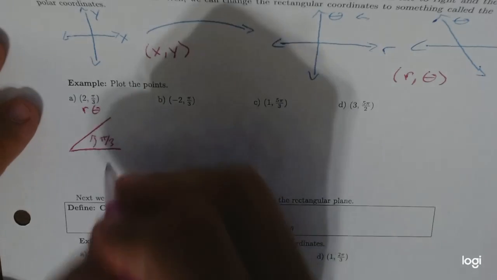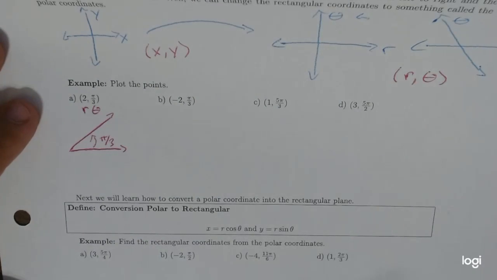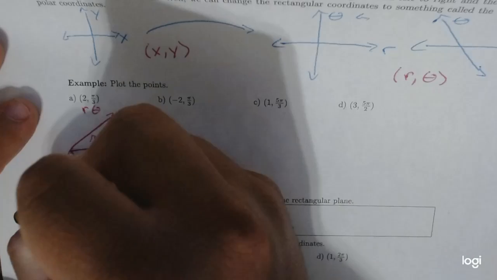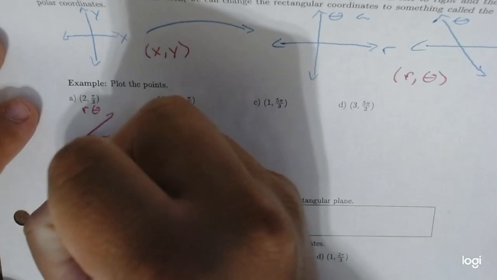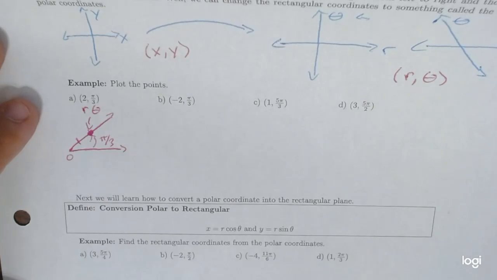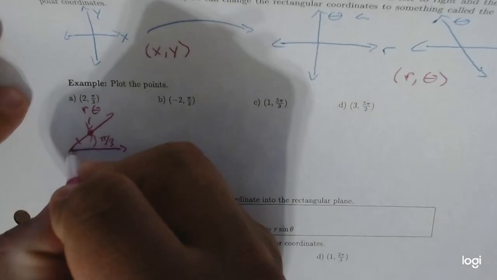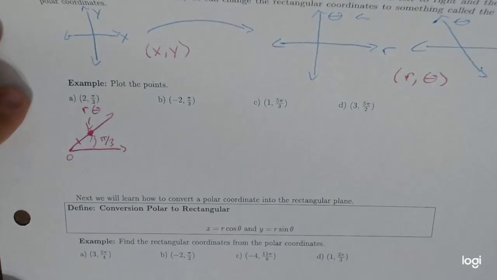And all we want to do is, since our radius is 2, you're going to count 2. So if this is 0, you go 1, 2, and the point is going to be right here. So this is the point you're looking for, that one right there. That is the point 2 comma pi over 3 with a radius of 2. And the 0 is always going to be at the center of your stick, which is a nice thing.